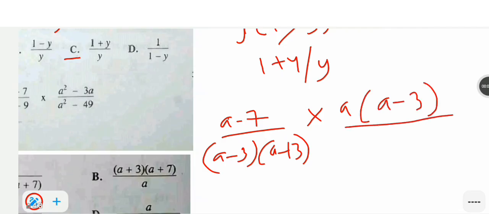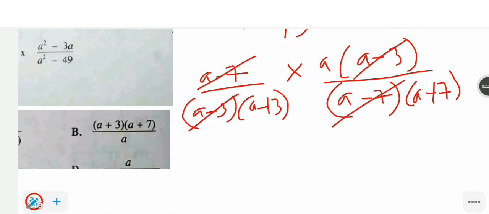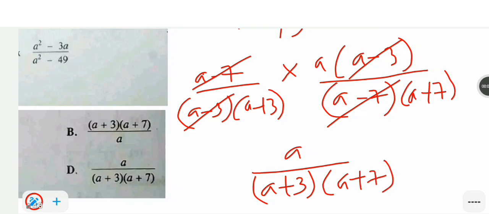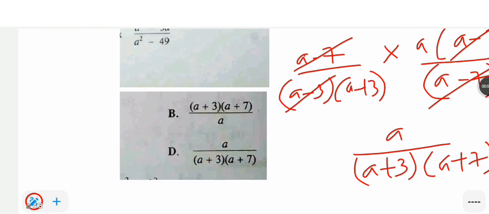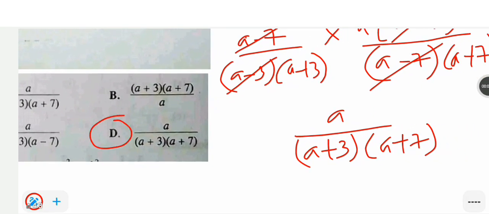Then a squared minus 49, difference of 2 squares, a minus 7, a plus 7. Then cancel the common factors. At the top we're going to have ordinary a, at the bottom part you have only these 2. That will be a plus 3, a plus 7. So there's nothing you can do again here. Just check what you have in the options. You have a over a plus 3, a plus 7. So that's option D.